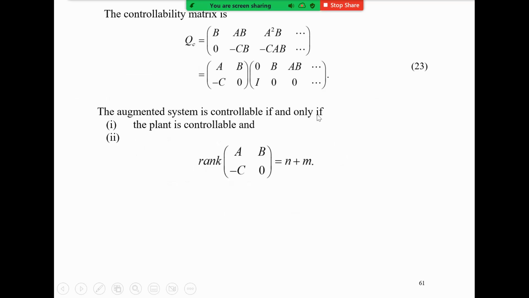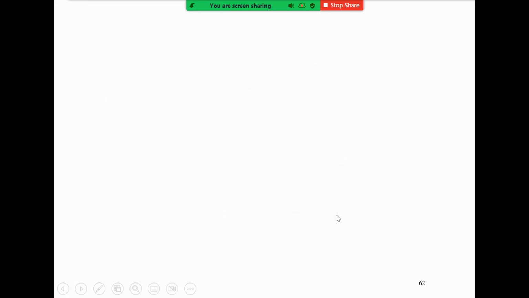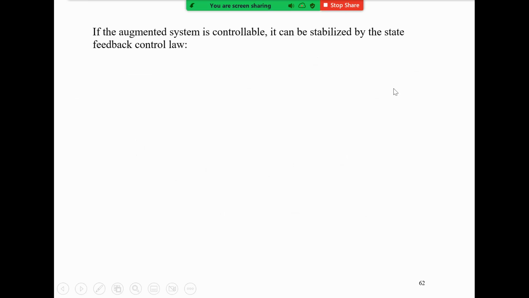Then you check whether this is controllable, as long as the rank of this one is 4. And also this one, because this one is controllable, this matrix is rank 4. It can be proven that both matrices are rank 4, and then this whole system will be controllable. Then because the augmented system is controllable, we know either from chapter 7 or chapter 8, you can stabilize it.